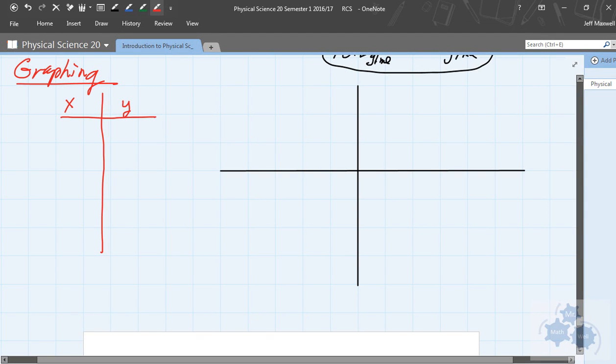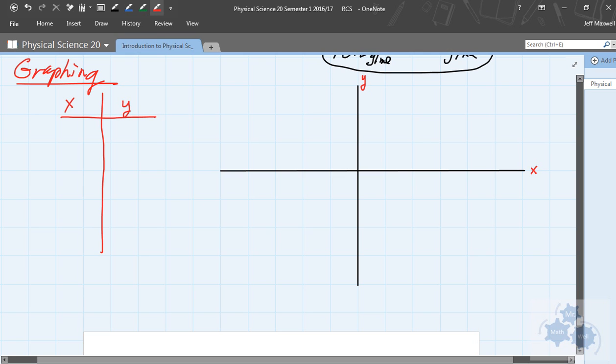All right, so as we talk about graphing, just want to go over a few things with you. You're going to have a table of values, and on this sheet that I've given you, you have x and y. On your axis, please remember that this horizontal axis is the x, and this vertical axis is the y, right? That's always the way it is in math and in science.